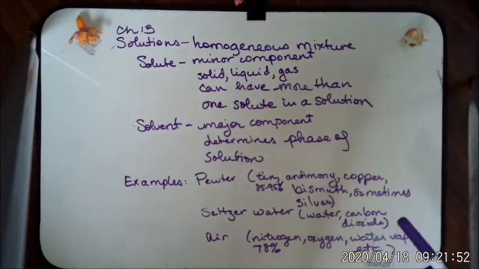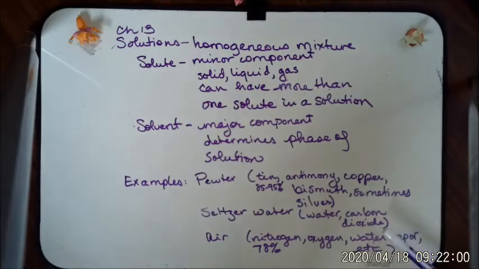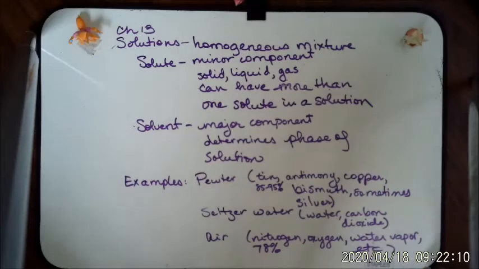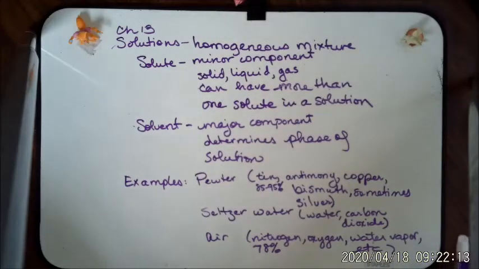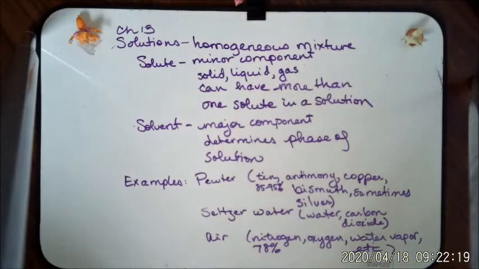If we look at seltzer water, which is just carbonated water, it's water and carbon dioxide. Carbon dioxide, in this case, is a gas solute. But when you look at seltzer water, okay, you don't normally see the carbon dioxide, okay? So it's dissolved in the water, makes a solution, but the phase of my seltzer water, my solution, is defined by my solvent, which is water.